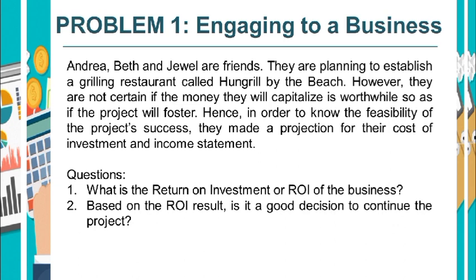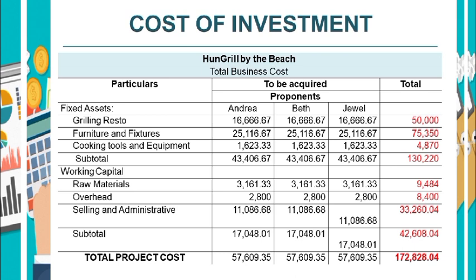But before we proceed to the calculation process, it is noticeable in the problem that the scenario is only composed of getting the ROI for 1 year for one business investment. So we have already here the total business cost of the said business, which the particulars are divided into two, the fixed assets and the working capital. Under the fixed assets, we have the grilling resto amounting to 50,000, furniture and fixtures amounting to 75,350, cooking tools and equipment amounting to 4,870, with a subtotal of 130,220.